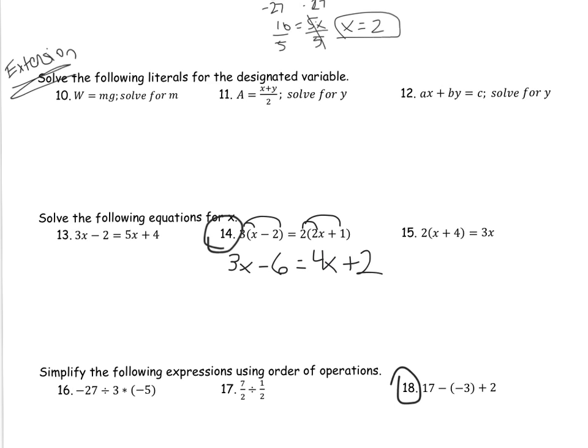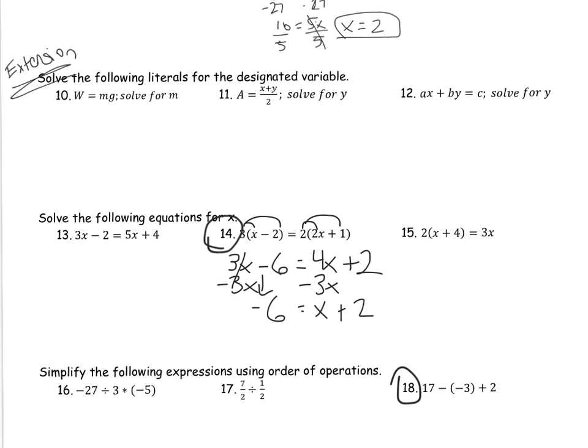Now we need to bring the variables to one side and the constants to the other. Remember we talked about this in class, you want to subtract the smaller variable from the bigger variable. So that's why I'm going to subtract the 3x, so that I'm left with a positive x. Simplify. Remember to bring down this negative sign with the 6. 4x minus 3x is just 1x plus 2.